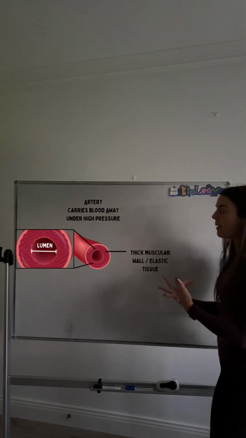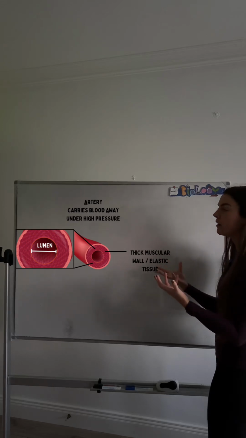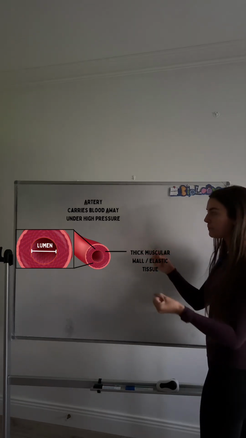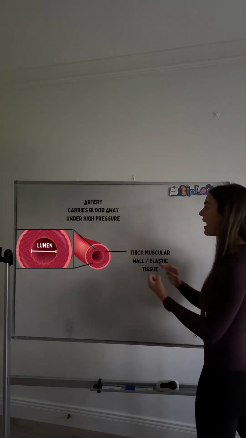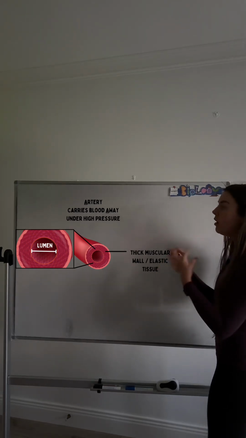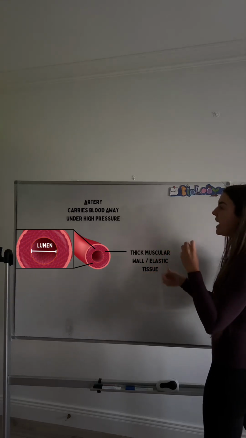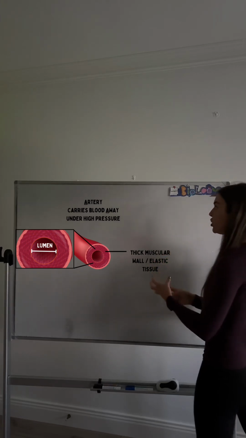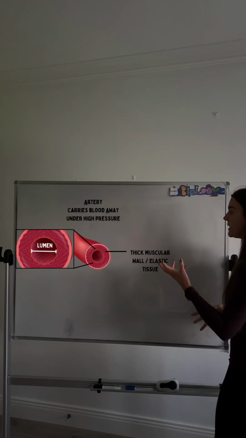So how are they adapted in order to carry out their function? Well, the arteries, they're going to need to expand. So they're going to need to be elastic. So they have a very thick muscle wall and elastic wall, which enables them to expand and deal with the pressure that they are encountering due to pumping the blood greater distances.